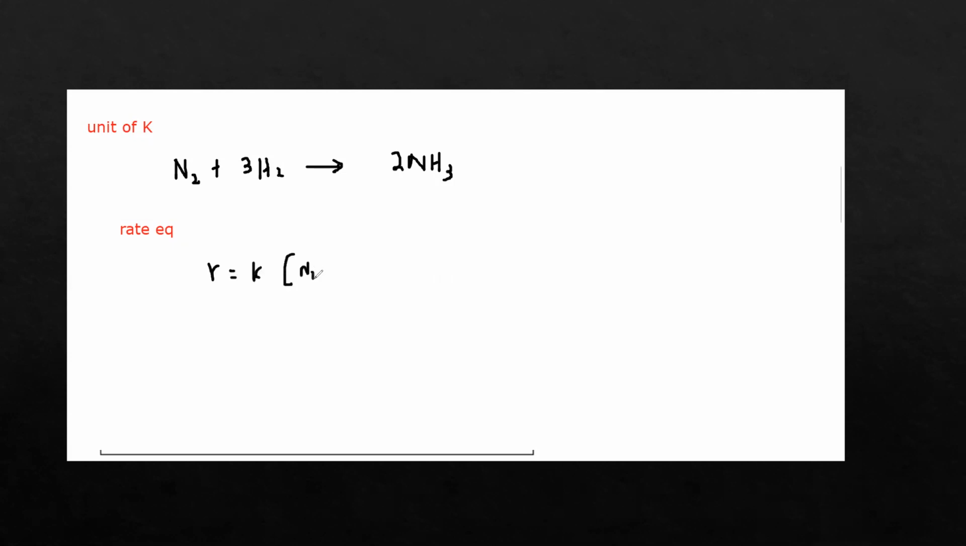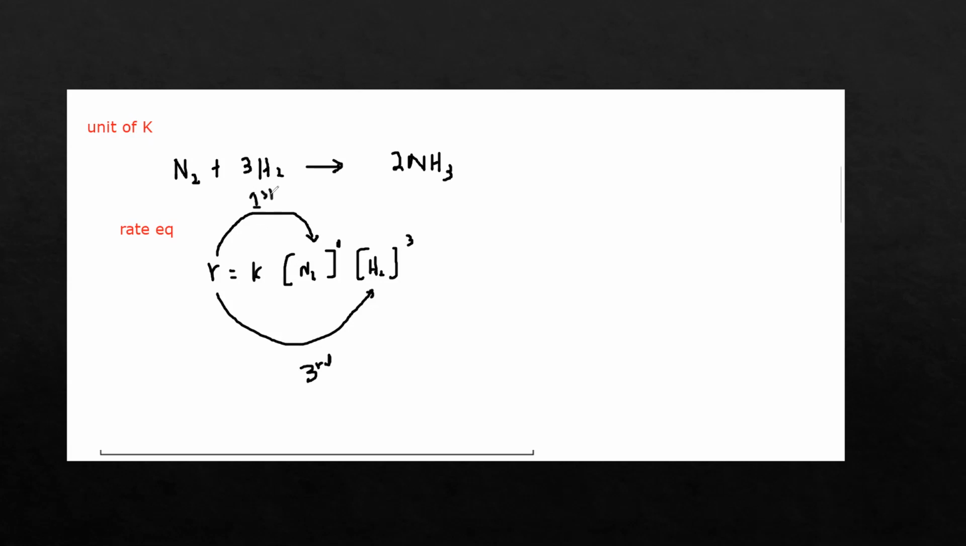according to this rate equation, rate, denoted by small r, is equal to a constant times the concentration of a reactant. So here nitrogen is there, and the concentration of hydrogen raised to power 3. What it shows here, the power of the concentration shows the order. The sum shows the total order, but the power shows the order. So this is first order with respect to nitrogen, and it is third order with respect to hydrogen.